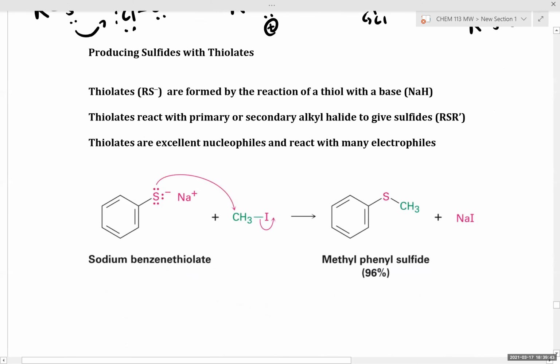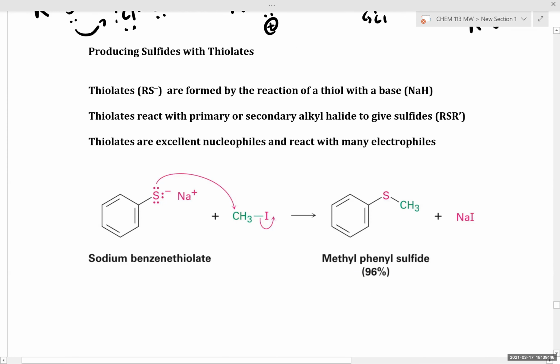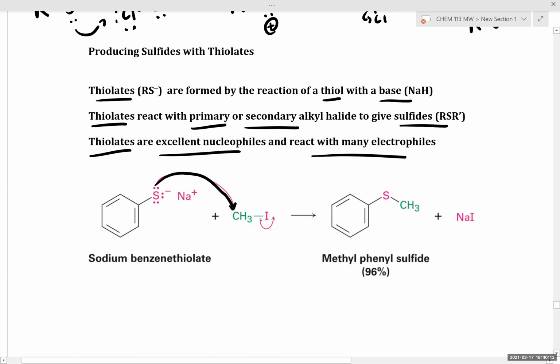Okay, so one way to make sulfides is via alkylation of the thiolate. Thiolates are formed by the reaction of a thiol with base such as sodium hydride. From there, thiolates typically react with primary or secondary alkyl halides to give sulfides. Thiolates are really excellent nucleophiles and can react with many electrophiles. So for example, we have the following textbook SN2 reaction.